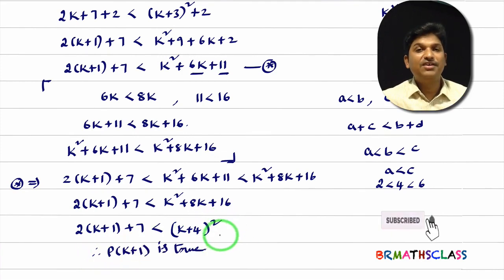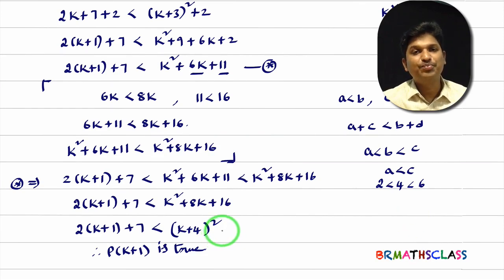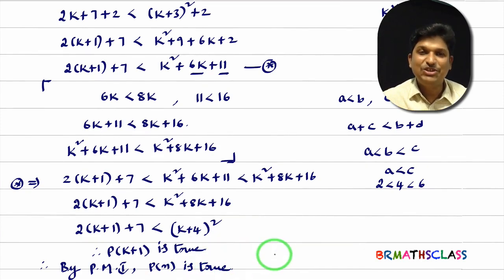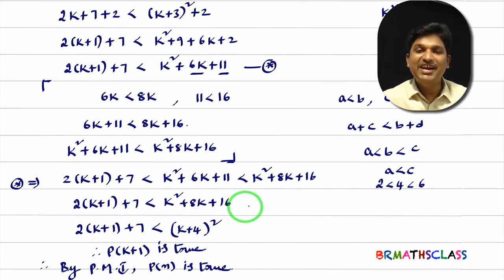So what happened? We proved two things. First, I proved P of 1 is true. Next, by assuming P of k is true, we proved P of k plus 1 is true. Therefore, by the principle of mathematical induction, P of n is true. Hence, we proved the given statement by using the principle of mathematical induction. With this, we completed this chapter successfully.